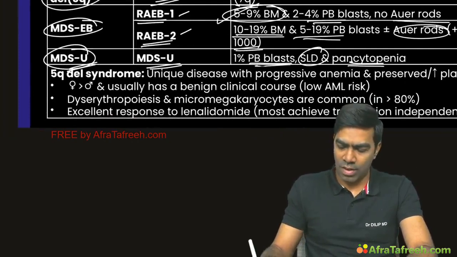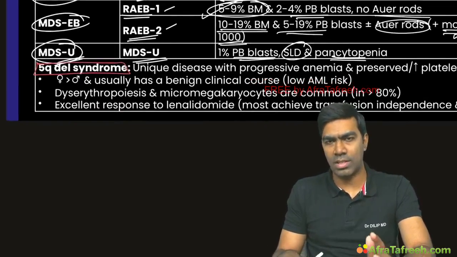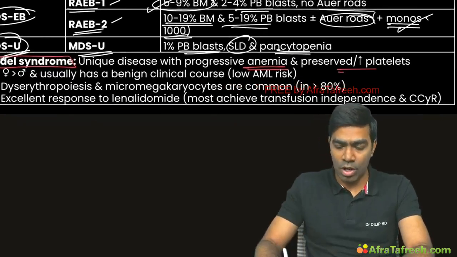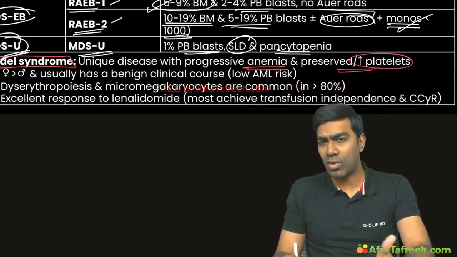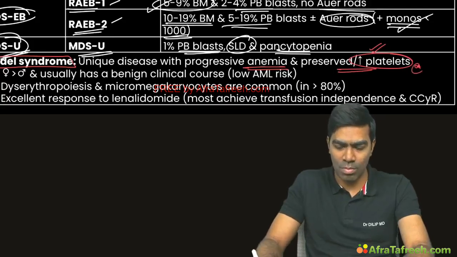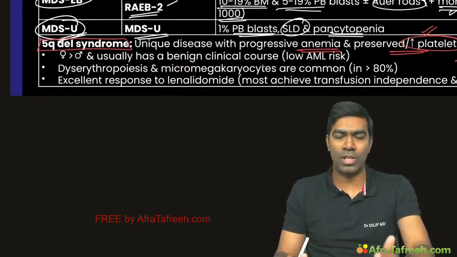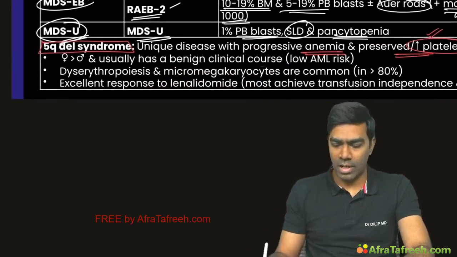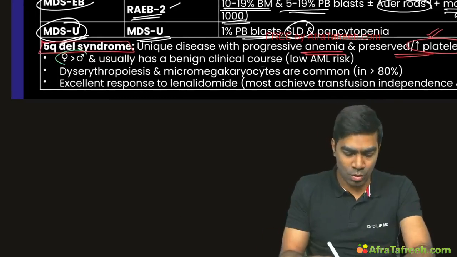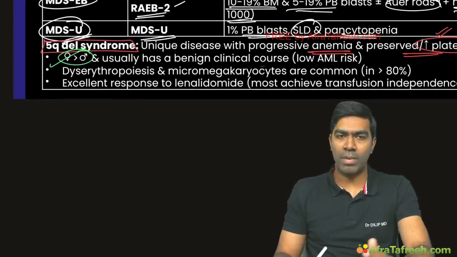And what about 5q deletion syndrome? It's a very unique syndrome, to be honest. It's a very unique disease where the patients are going to have progressive anemia with preserved or even increased platelets. In MDS, you usually encounter cytopenias, but this is a condition where you can have thrombocytosis. That's why this is very, very important for exams. And I told you MDS is quite common in males usually. The only exception is 5q deletion syndrome, where females are commonly affected compared to males.